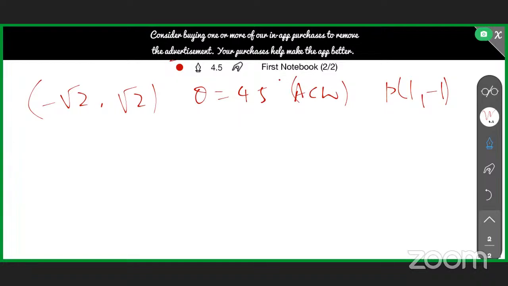So listen carefully. Again, a continuous transformation is taking place. One is translation and one is rotation. In translation, first we will do this one. What is this called?